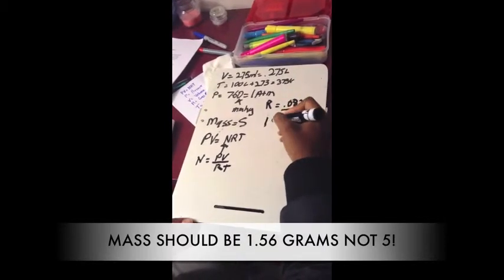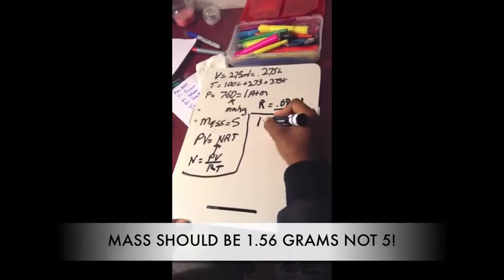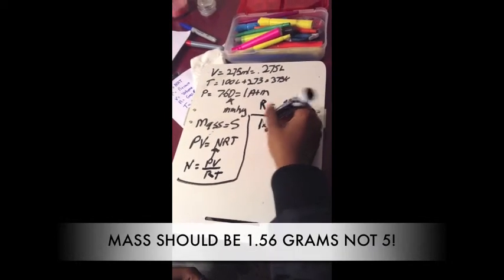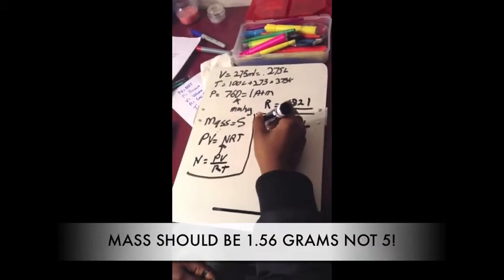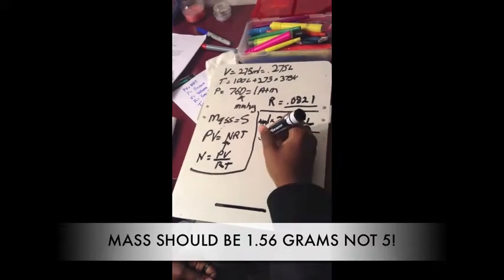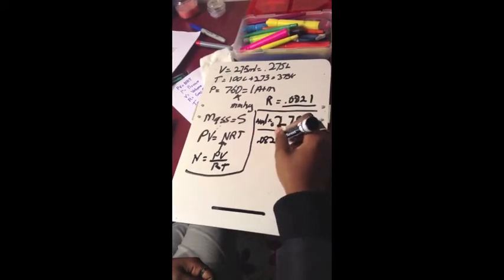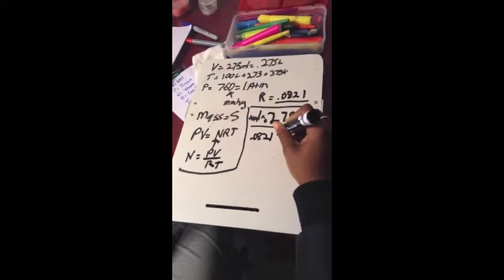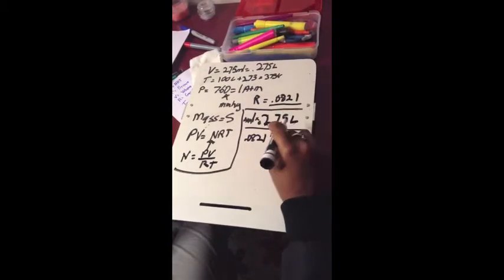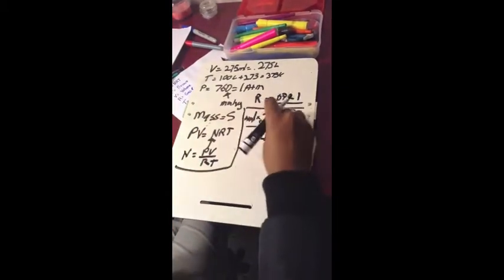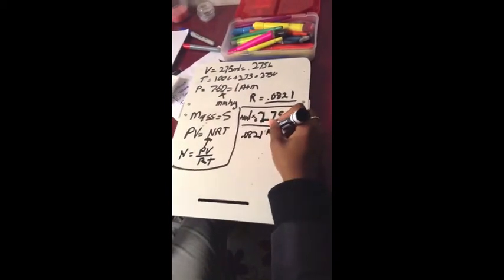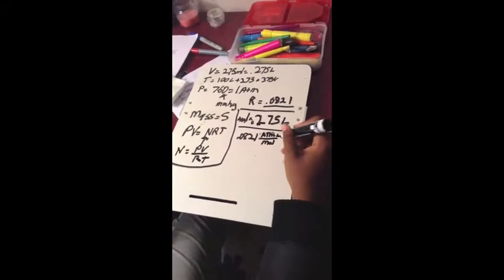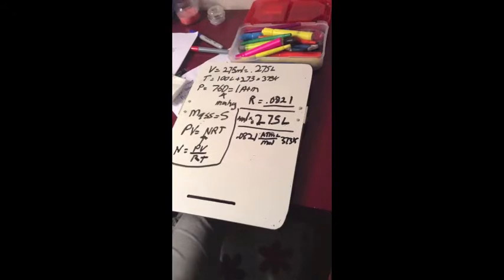So pressure is 1 atm. Volume is 0.275 liters. And R is 0.0821, with its units, times our temperature, which we calculated as 373 Kelvin. Now we'll calculate this on the calculator.